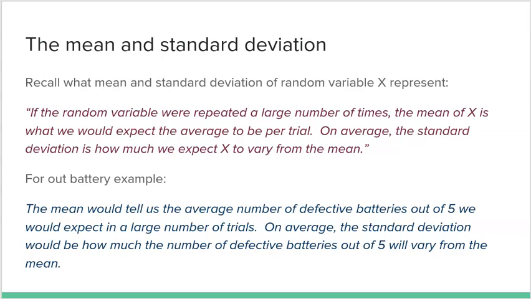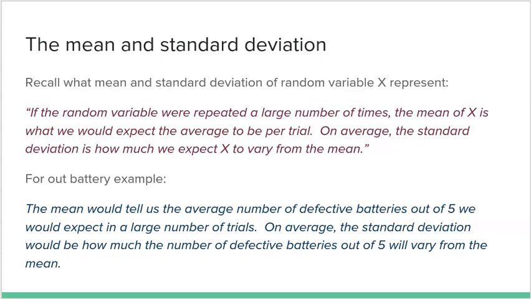So this is kind of our script, right? When we're talking about the mean and standard deviation of a random variable, we're basically saying that if that random variable were to be repeated many, many times, here's what we expect the average of those times to be, and how much we expect that number to vary from the mean. That's the standard deviation. All right, so in our example, this would be if we were to look at 5 batteries a large number of times. On average, the standard deviation is how far the number of defective batteries will vary from the mean.